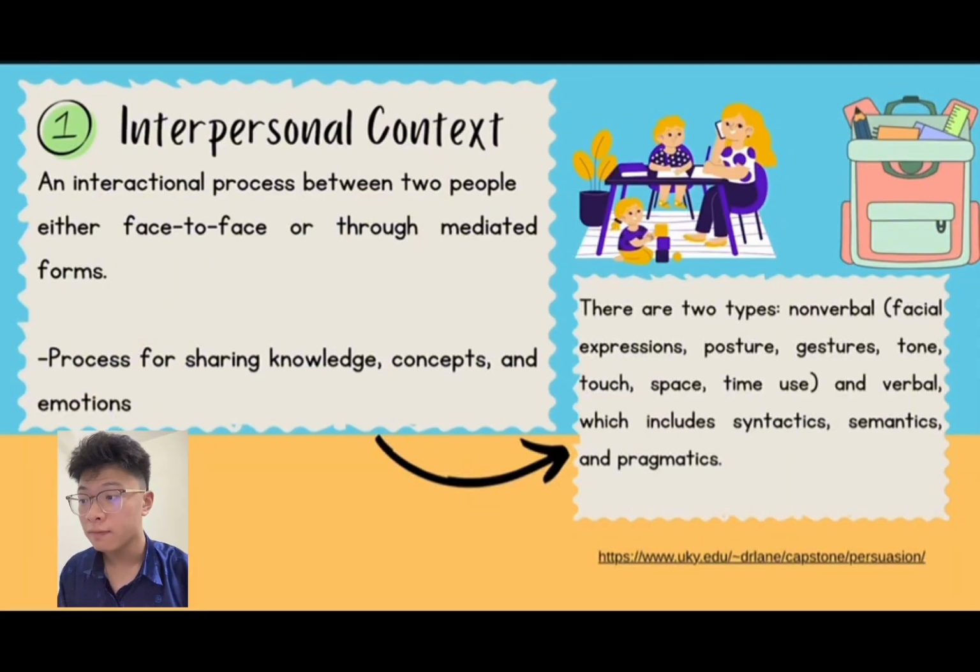So next we will have the interpersonal context. So what is interpersonal context? It is an interactional process between two people, either face-to-face or through mediated forms. It is the process of sharing knowledge, concepts, and also emotions. So there are two types of interpersonal. The first one will be non-verbal, which includes facial expressions such as a smile, maybe I show an angry face, and more. A posture, gesture, a tone, maybe like I raise my tone because I'm angry, I lower my tone because I'm sad. Touch, space, time use, and also more. The second one will be verbal, which includes syntactics, semantics, and also pragmatics.